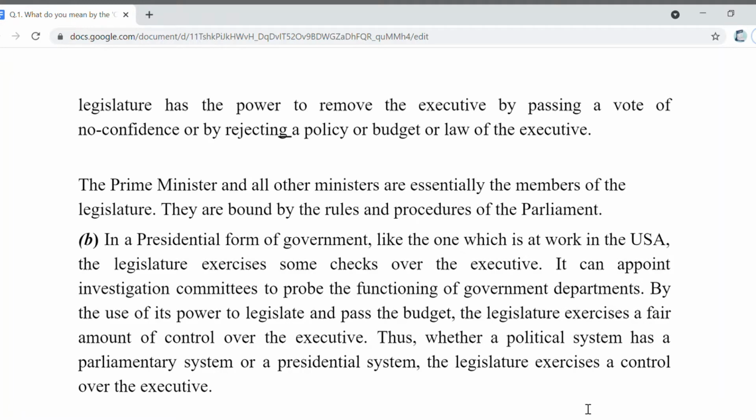In a presidential form of government like the one which is at work in the USA, the legislature exercises some checks over the executive. So it can appoint investigation committees, ये चेक करने के लिए कि गवर्नमेंट में कुछ करप्शन डिपार्टमेंट में ना हो रहा हो. By the use of its power to legislate and pass the budget, the legislature exercises a fair amount of control over the executive. So it has a control over the executive also.